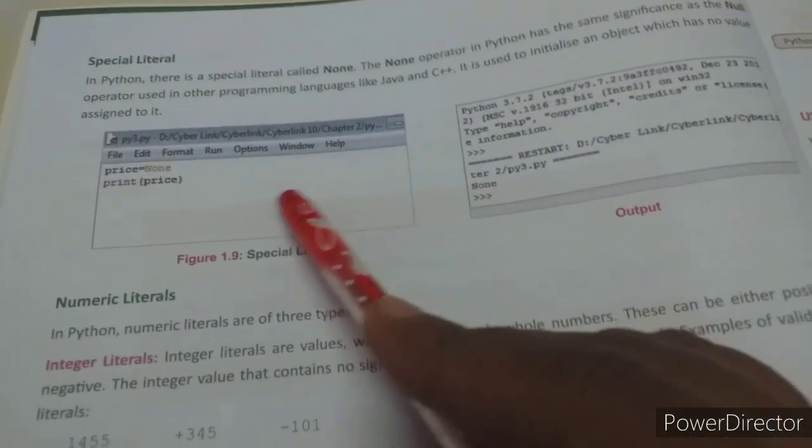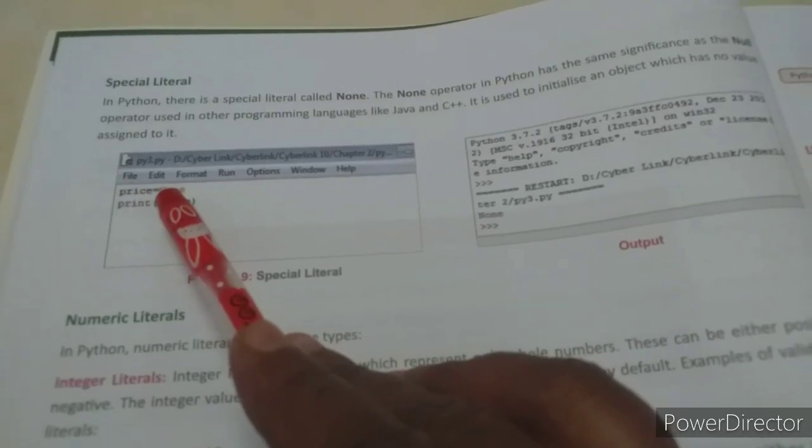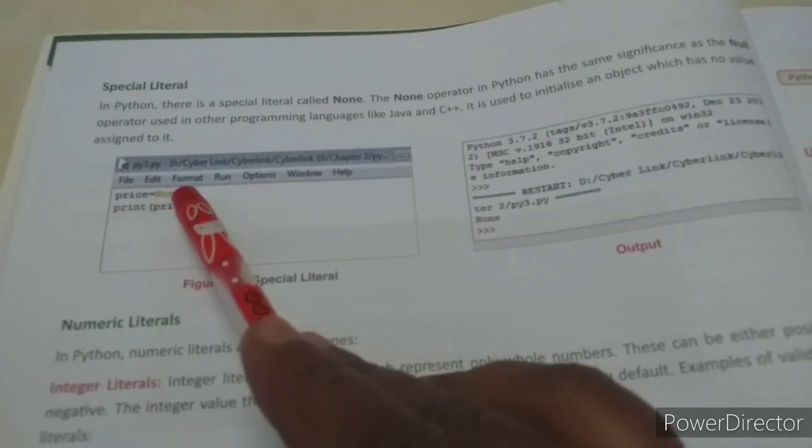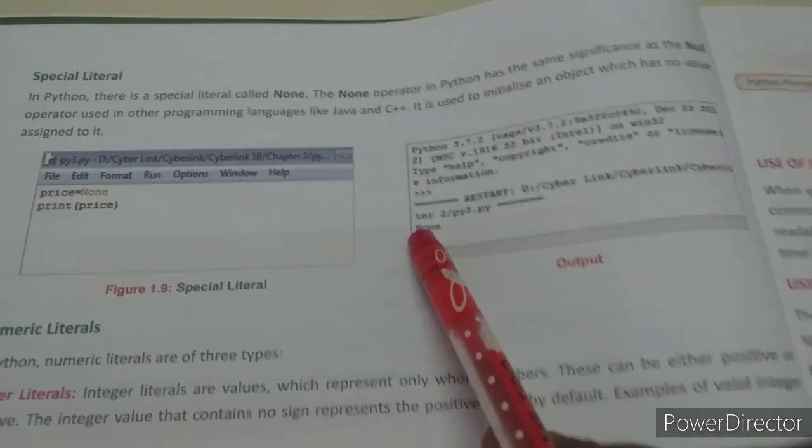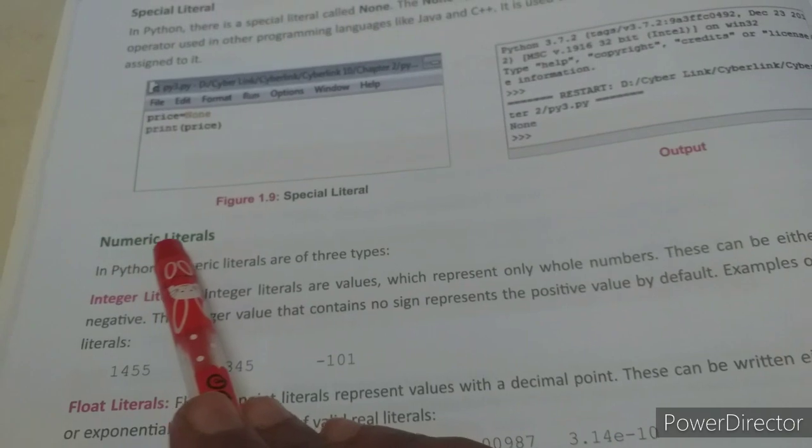So let's see the program. Price equals None. Means here price is None. Print price. What is the price? Nothing. So None. None is the price. Now let's see numerical literals.